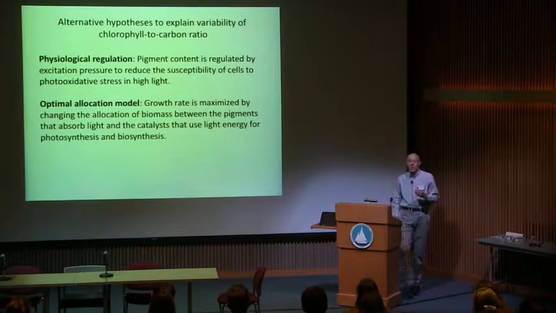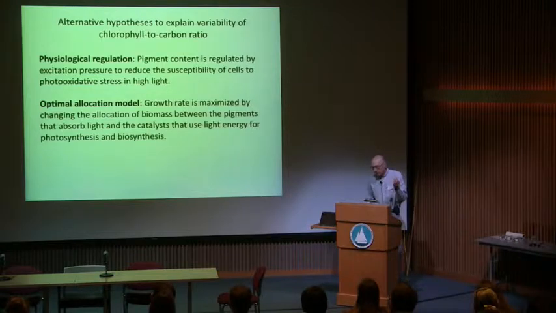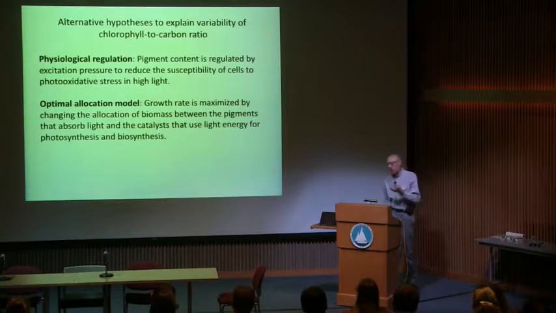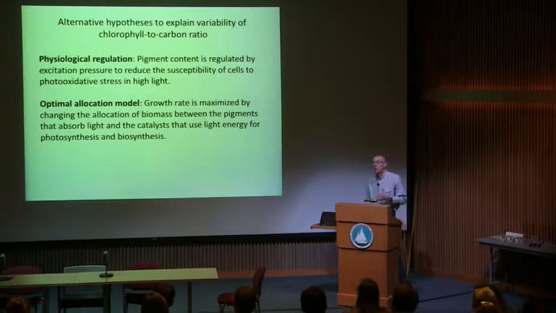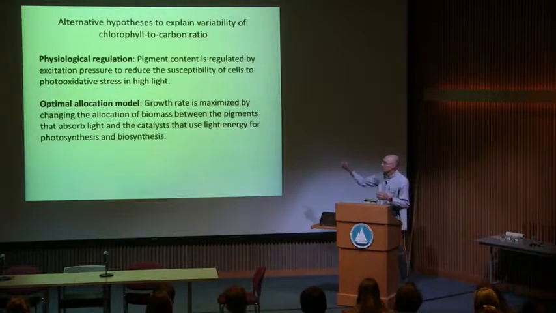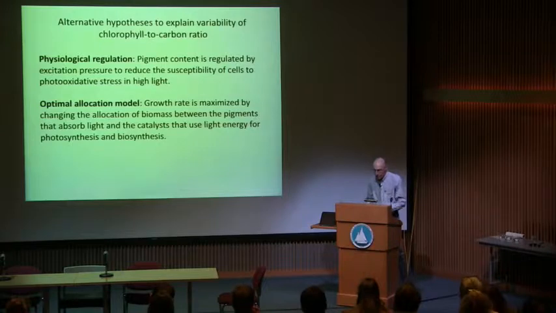There's an alternative hypothesis, which is based on the idea that phytoplankton will maximize their growth rate by changing the allocation of biomass between the pigments that absorb light and the catalysts that use this light energy for growth and biosynthesis. So there's another way of getting at this acclimation.